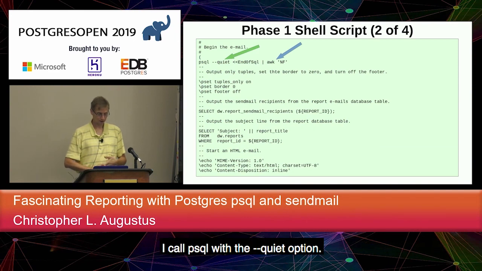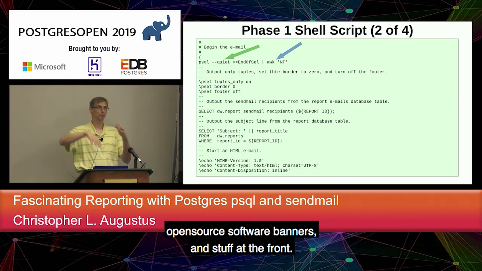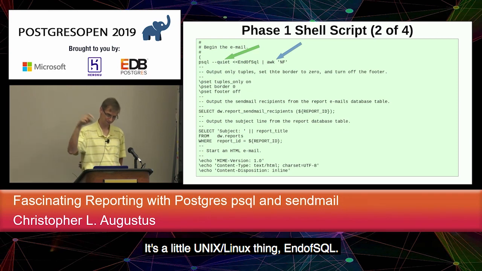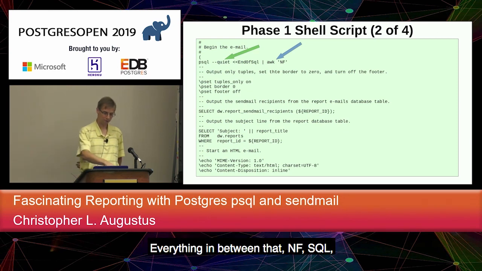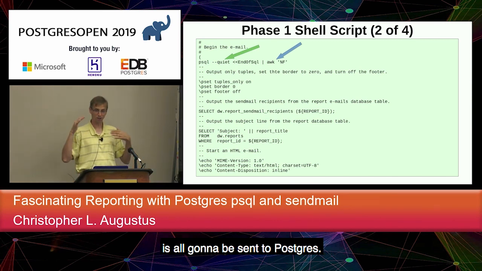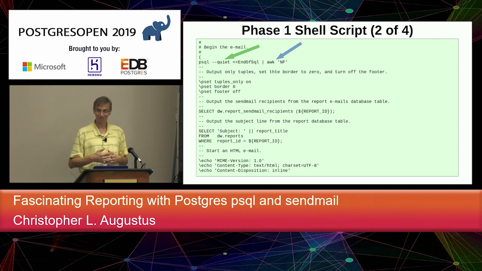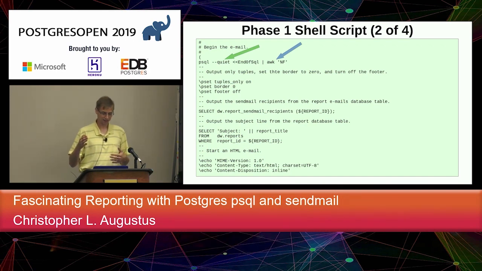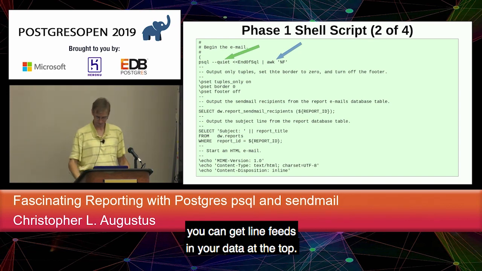Next part of the script, I call psql with the --quiet option. That way you don't get all the open source software banners and stuff at the front when you're sending that thing out in your email. And it's a little Unix Linux thing, the end of SQL: everything between that end of SQL and what will be on the fourth slide is all going to be sent to Postgres. And then we've got awk NF, which gets rid of line feeds, because you can get line feeds in your data at the top.